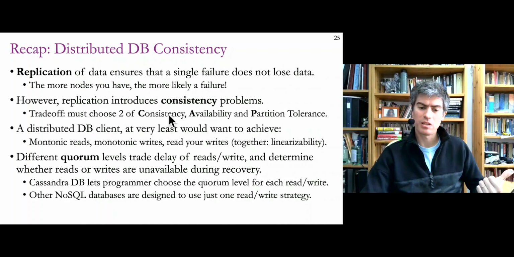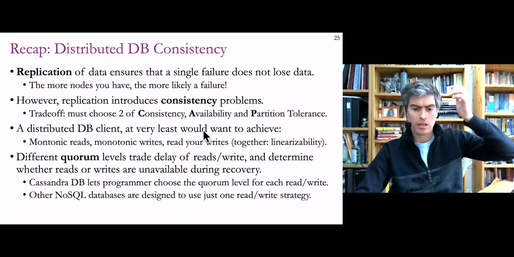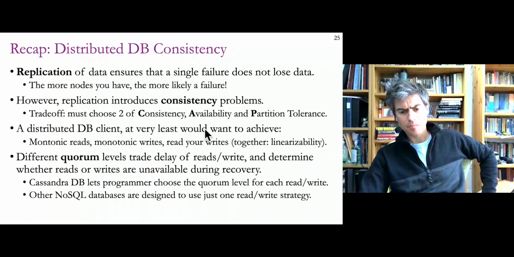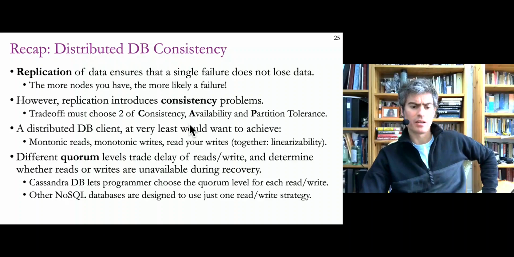MongoDB chooses consistency. Really, every database chooses consistency, and the way they do that is by introducing delays in the way requests are made, using different quorum levels for reads and writes.